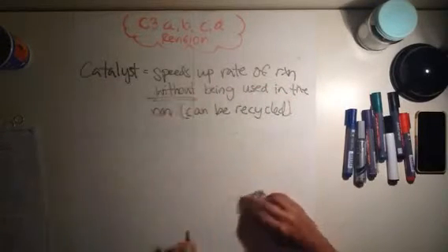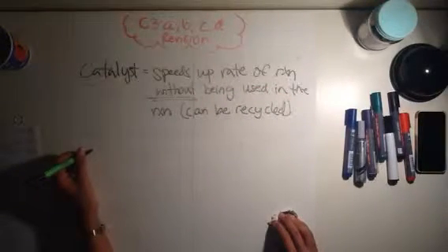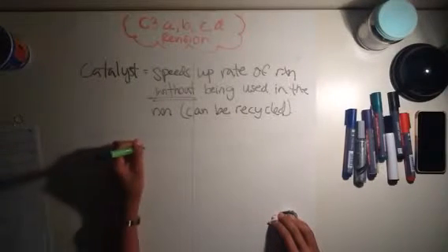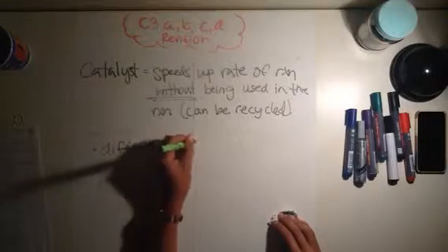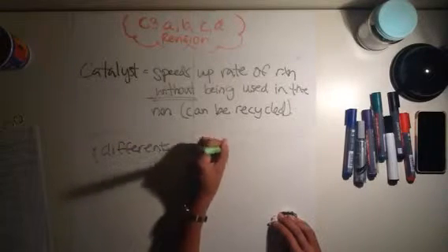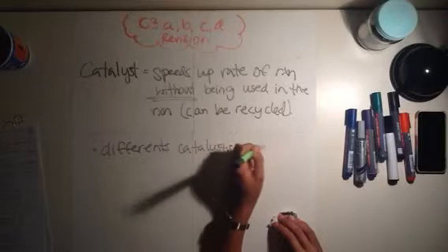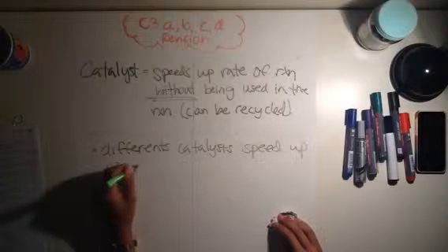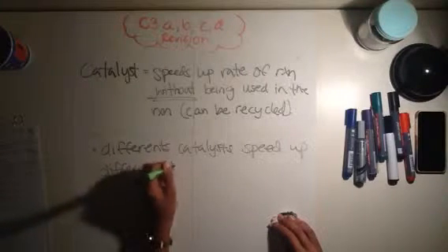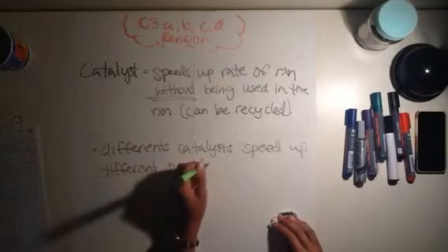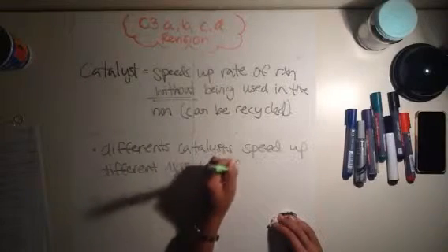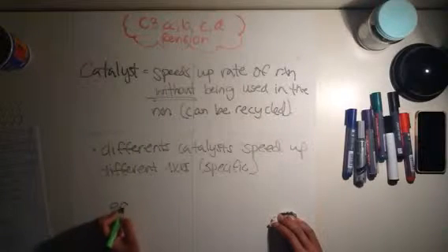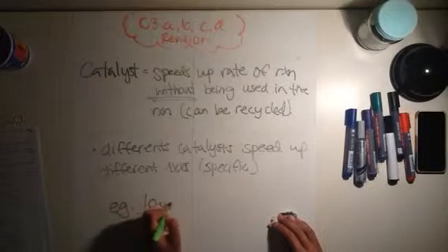Now, for catalysts, you want to think of it as being specific. So what that means is different catalysts will speed up different reactions. So they're specific. Now you might have learnt this already in the biology section if you looked at it a little bit on enzymes. But the example that we want to think about here is lock and key model.